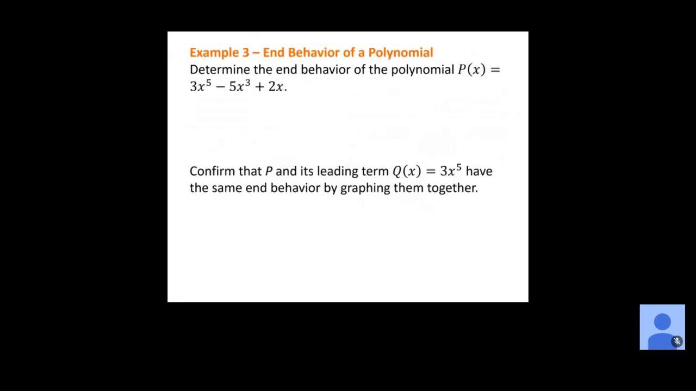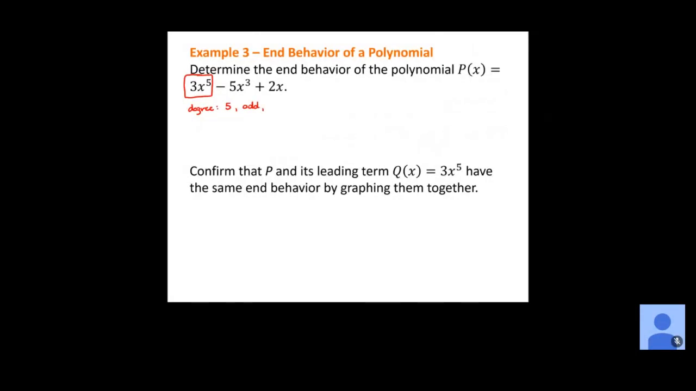All right, so now we want to determine end behavior for this polynomial. We have 3x to the 5th minus 5x cubed plus 2x. Same thing, we're going to look just at that leading term, 3x to the 5th. First thing I'm looking at is my degree. In this case, the degree is 5. And now we care whether that's an odd value or an even value. 5 is odd.